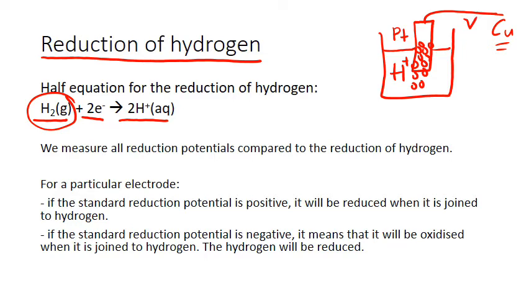So we measure every other reduction potential, which is just a way of talking about how easily something else can be reduced. We measure them all compared to hydrogen. For a particular electrode, in my example I've put copper here, if I get a positive measurement there, positive reduction potential, then it will be reduced when it's joined to hydrogen. It's more easily reduced. If I get a negative value, then that means it's harder to reduce it. So when I join it to hydrogen, it would be oxidized. The hydrogen would be reduced.